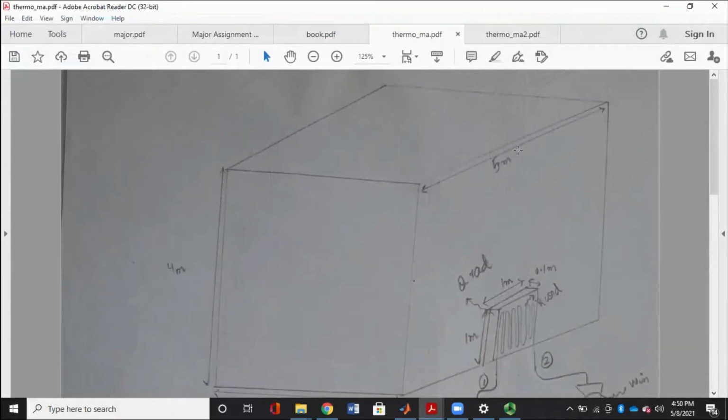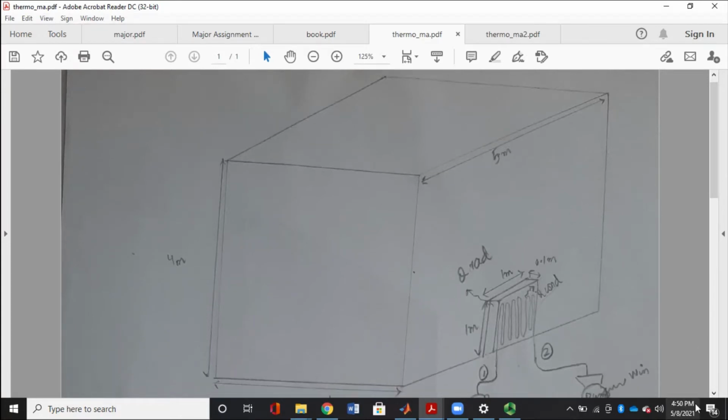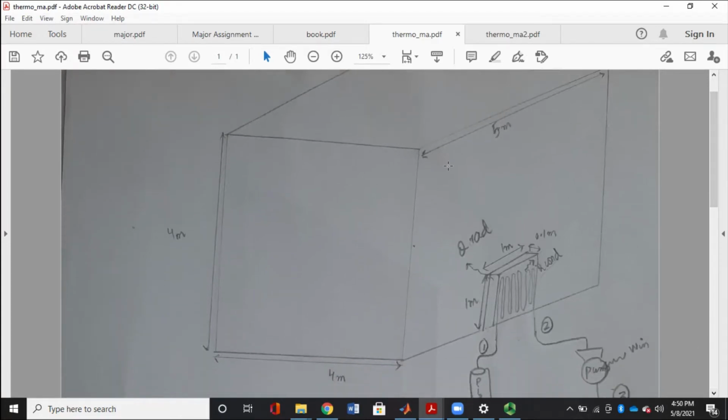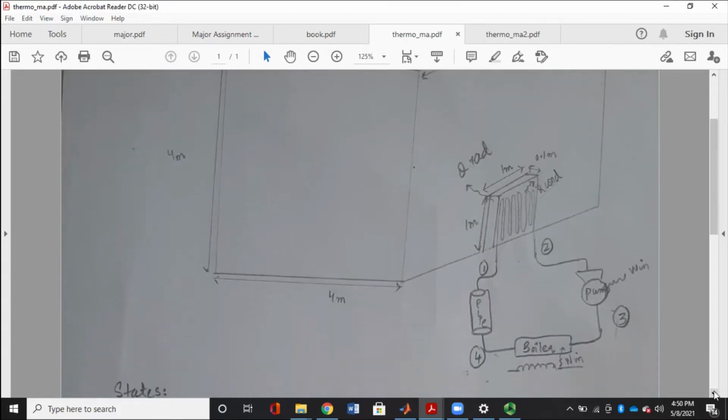This is the depiction of the room that we have shown, and the dimensions of the room are given to be 4 meters by 4 meters by 5 meters, as you can see here. And there's a radiator in the room, which is given as 1 meter by 1 meter by 0.1 meter. And we can see that there's a flow of pipe. There's a pipe going into the radiator, then the pump, then the boiler, then the main pipe.